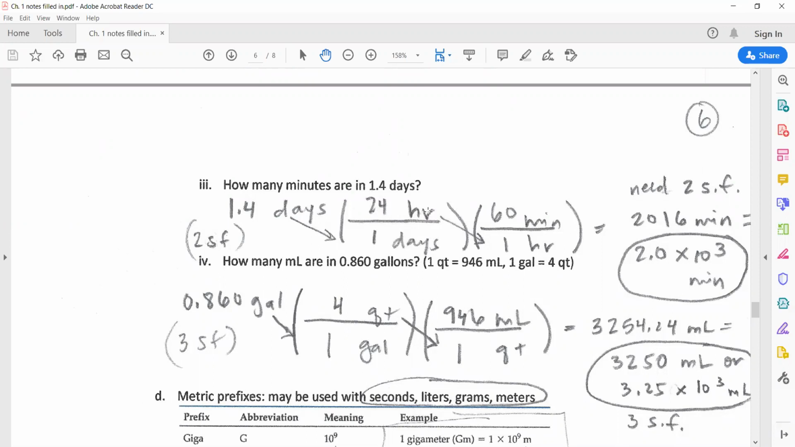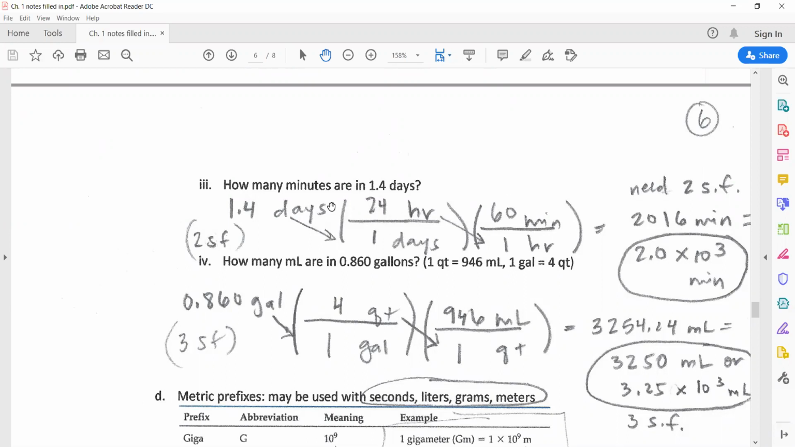What I can then do is, hours is now on top. I bring the unit hour to the bottom so that it's going to cancel. And now I can get into minutes because I know 1 hour is the same thing as 60 minutes. So I multiply every value on the top, I divide by every value on the bottom. My calculator gives me 2016 minutes.